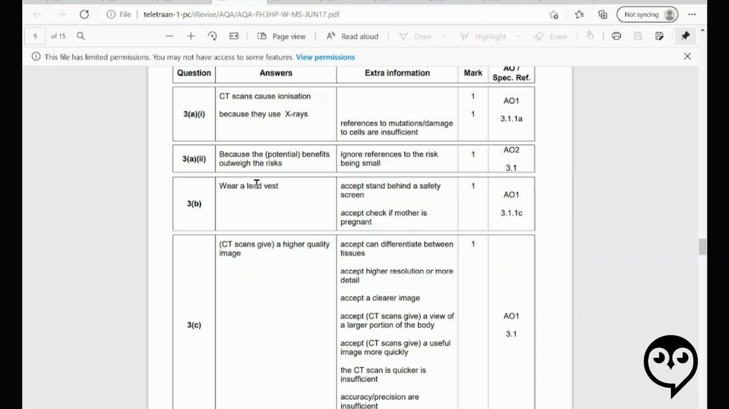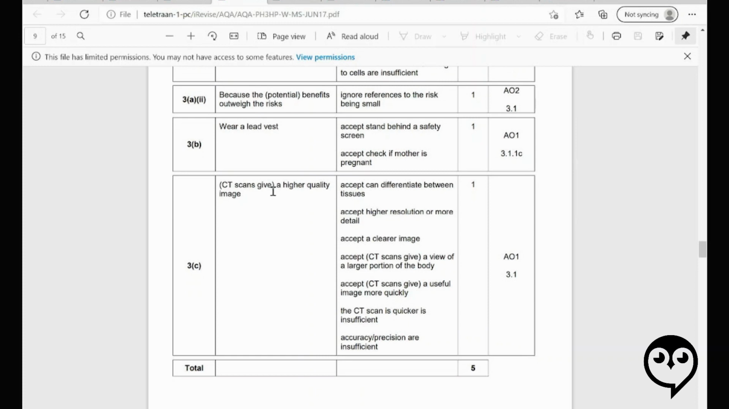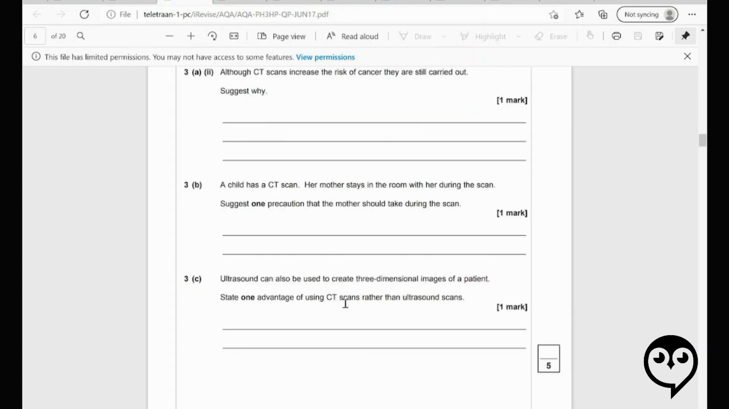Yeah, wearing a lead vest, even sometimes the patient getting an X-ray on their arm or leg will be asked to put a vest on to cover up their torso and abdomen. Okay. CT scans give higher quality image. Oh yeah, that is true. They do. Ultrasound scans.